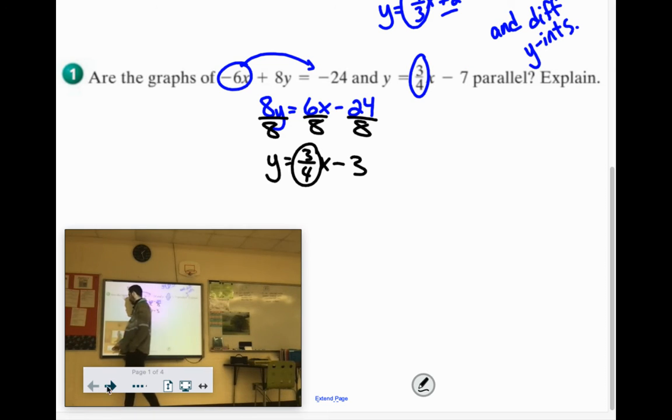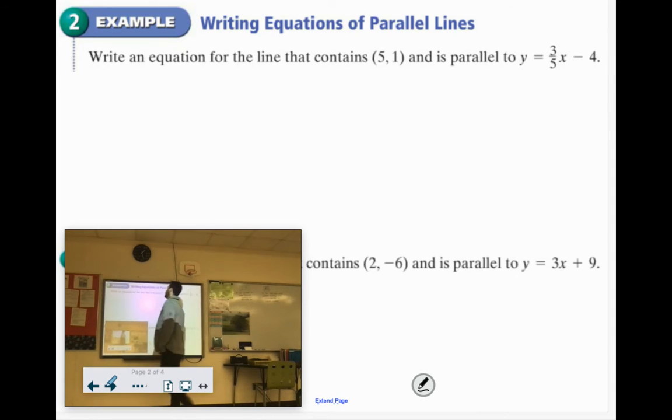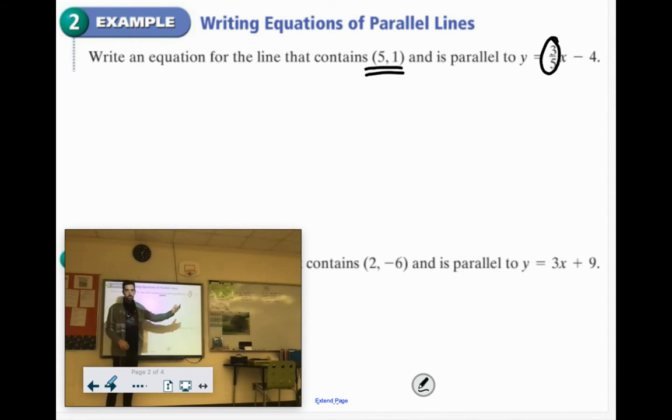All right. Write an equation for the line that contains this point and is parallel to y equals 3/5 x minus 4. So remember, parallel lines have the same slope. So what's the slope of this line? The 3/5 or the negative 4? It's the 3/5. So we use that same slope, but we use this point. So my recommendation is to put that into point slope form and then just move it into slope intercept form. So here's our point, here's our slope.